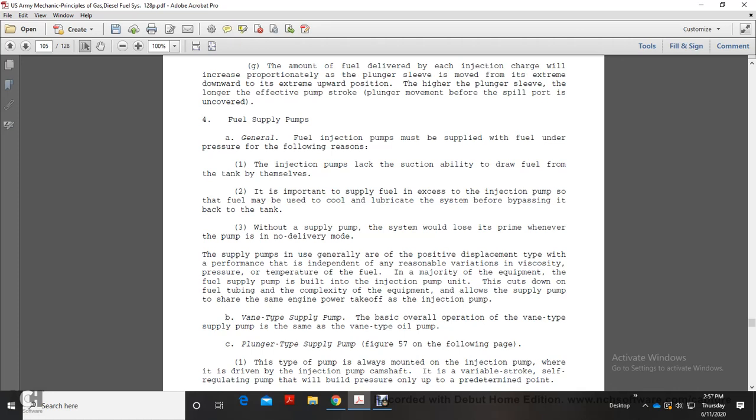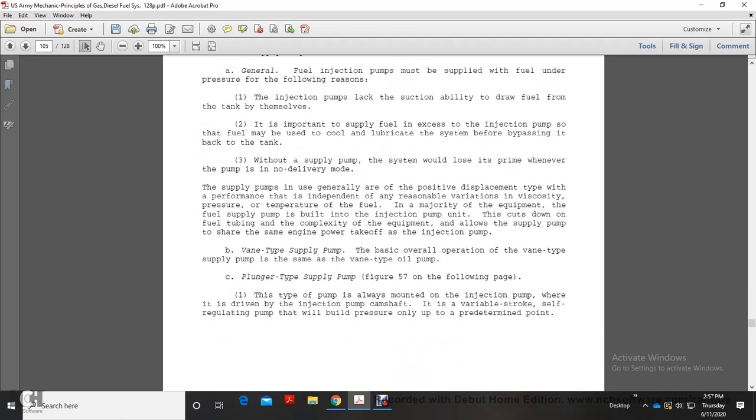Without a supply pump, the system would lose its prime whenever the pump is in no-delivery mode. The supply pumps are generally positive displacement type, with performance independent of any reasonable variation in viscosity, pressure, or temperature of the fuel. The majority of fuel supply pumps are built with the injection pump unit, which cuts down on fuel tubing and the complexity of the equipment, allowing the supply pump to share some engine power takeoff of the injection pump.